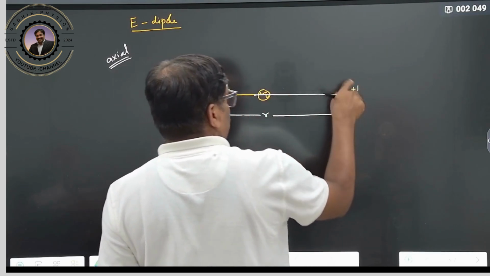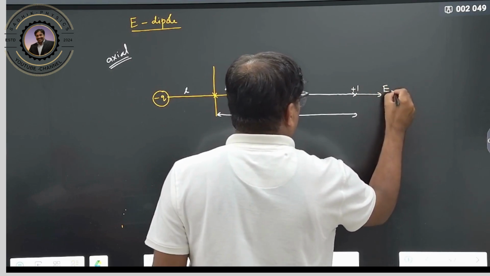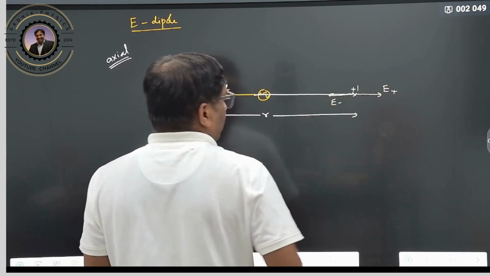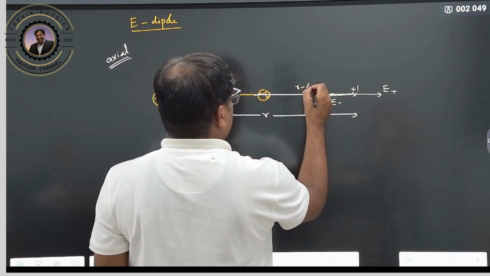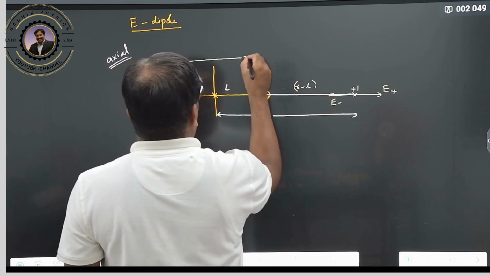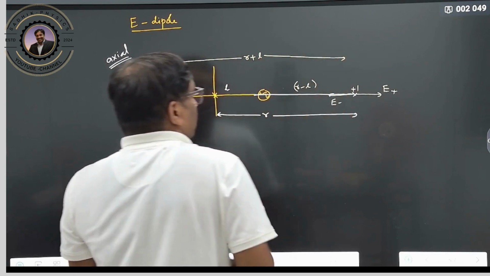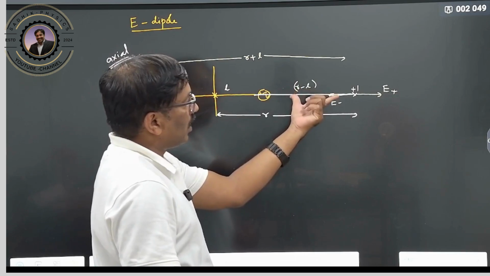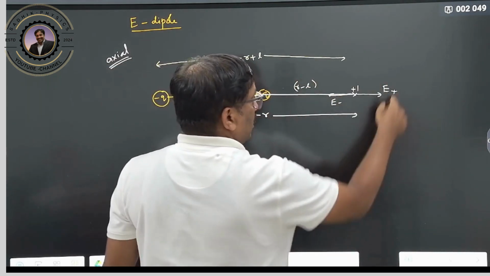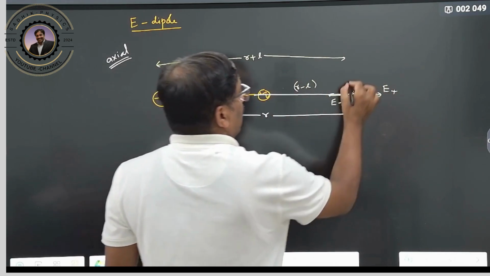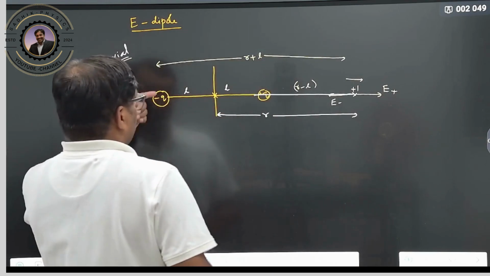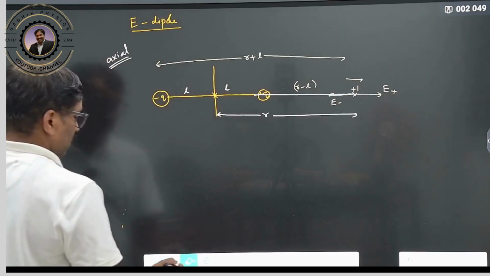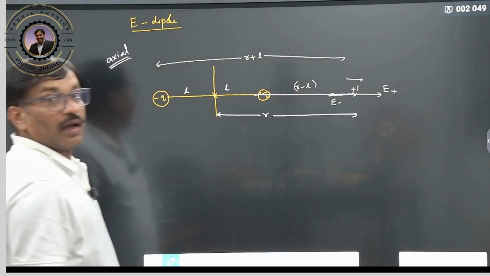The positive charge will undergo repulsion, giving E due to positive. The negative charge will attract the test charge, giving E due to negative. This distance is r minus L, and this distance is r plus L. Q and Q are the same, but this distance is smaller, so this side's electric field is larger and this one is smaller. The net electric field is along this direction, so the electric field along the axial line is parallel to the direction of your dipole moment.